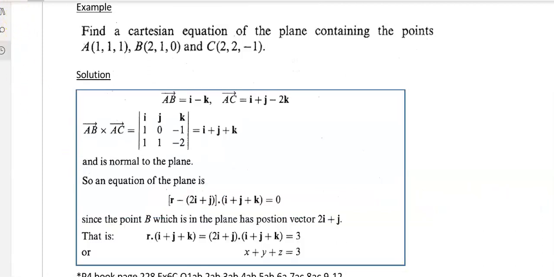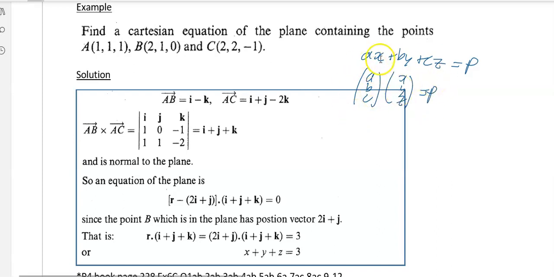Okay, it says find the Cartesian equation of a plane containing the points A, B, and C as shown. So to do this, I want to find the Cartesian equation. Now this is where I find it gets quite tricky. So I'm going to go back and think, what does a Cartesian of a plane actually look like? It's ax plus by plus cz is equal to p, is a Cartesian equation of a plane. So your a, b, and c, and x, y, z is equal to p. And this bit, this a, b, c, this is the normal to the plane.